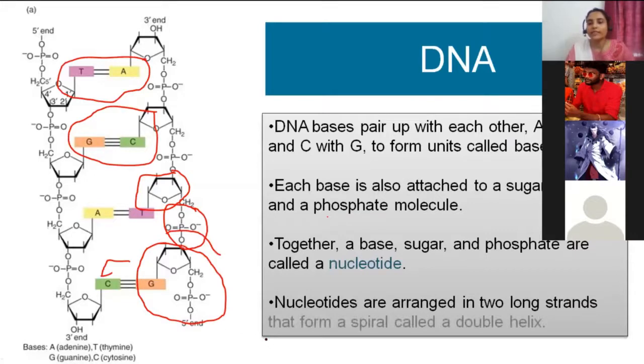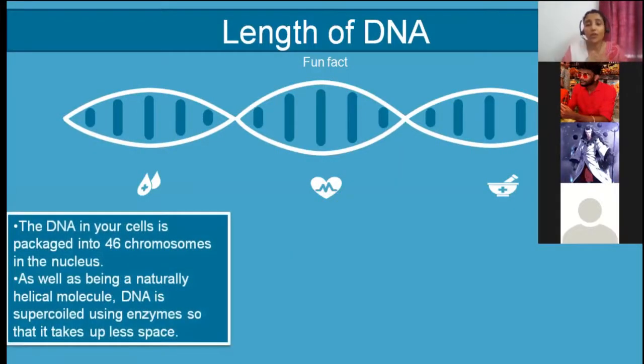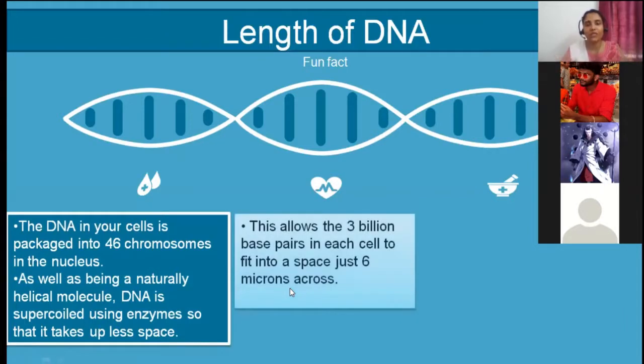Now these nucleotides are arranged in long strands that form a spiral called a double helix. So these nucleotides are joined together and form a double helix. DNA in our cells is packaged into 46 chromosomes in the nucleus. As well as being a naturally helical molecule, DNA is supercoiled using enzymes so that it takes up very little space. DNA is a very long molecule. It is supercoiled, not just coiled, which means those coils are again coiled up. It forms such a compact structure which fits inside that small cell.